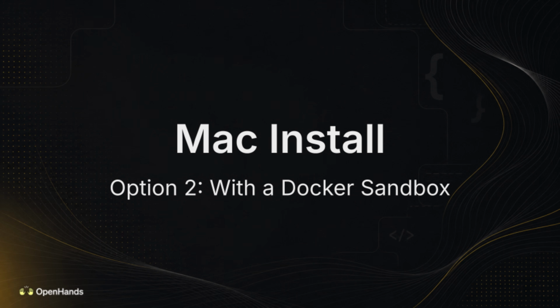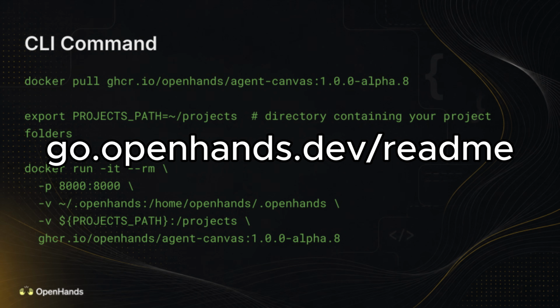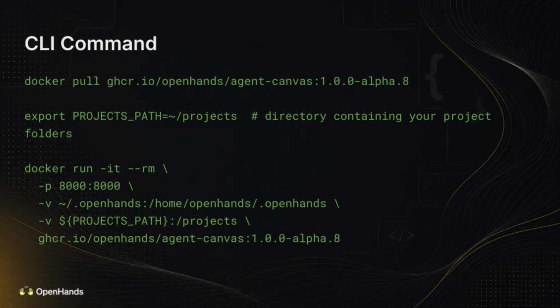Next is Mac installation using a Docker sandbox. For this method, you'll need Docker installed. You'll also need the latest Docker image from the Agent Canvas GitHub README. This is a sample of the Docker image that you'll run in your terminal. Please check the README for the latest image.